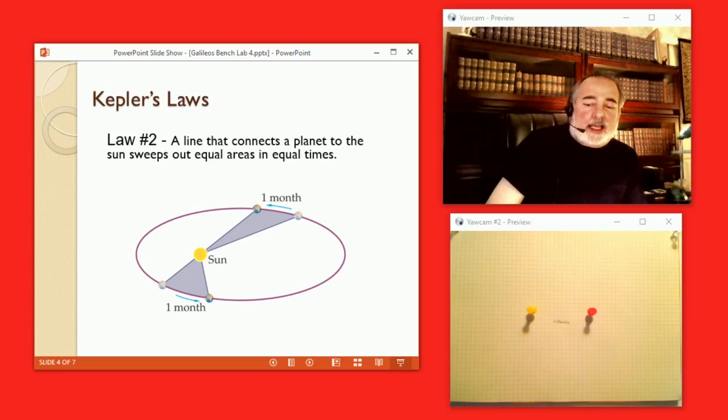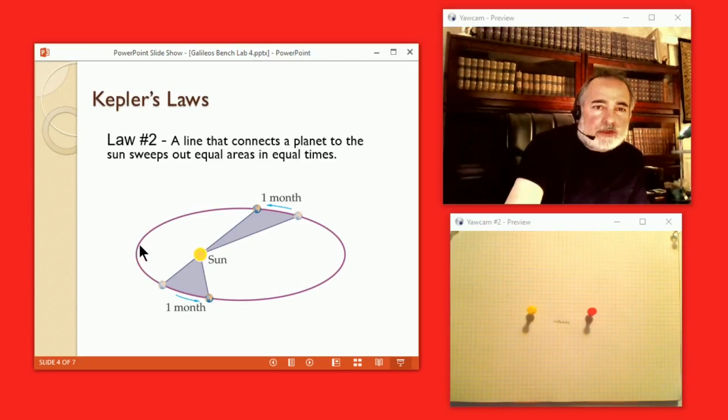Kepler's second law says that as I go through an orbit, a line that connects the planet to the sun will sweep out equal areas. So if I'm going 1 month here, 1 month here, obviously I'm covering more distance in this 1 month than here. And on extremely elliptical orbits, you are moving much faster closer to the sun than when you are farther away.